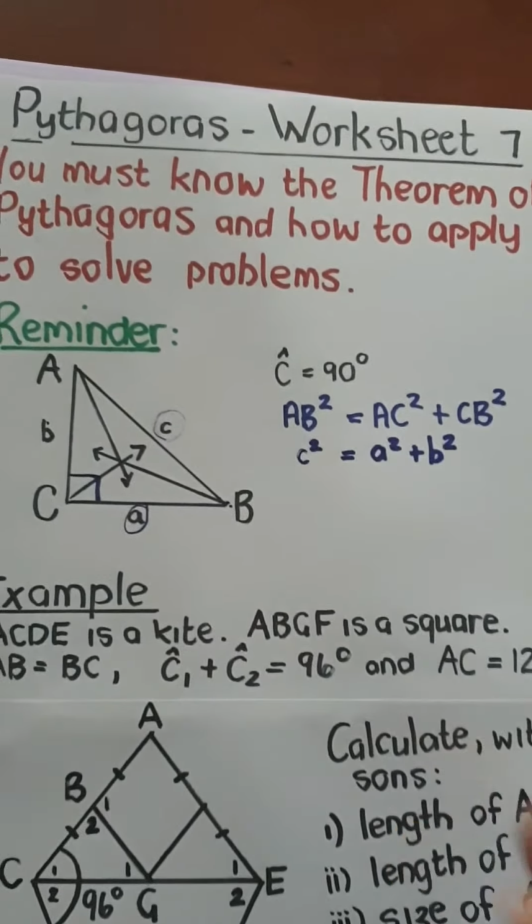So I can use the theorem of Pythagoras and say that CE squared must be equal to the sum of the squares on the other two sides, which means it's AC squared plus AE squared. And the reason is this is Pythagoras.